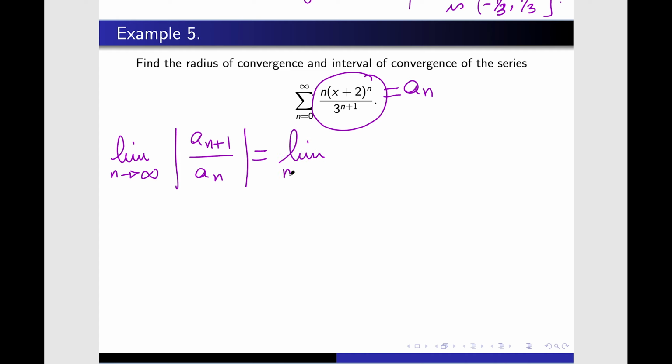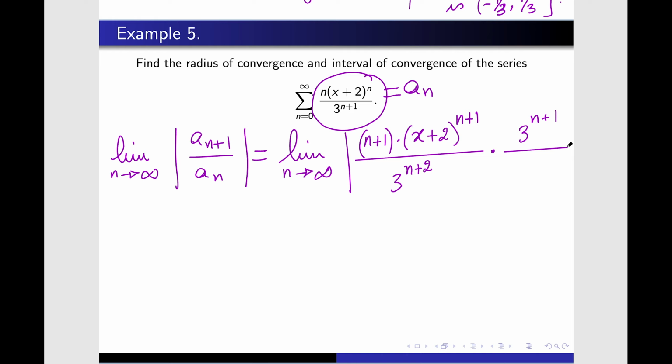An plus 1 is, I'm replacing every n by n plus 1. So I get n plus 1 times x plus 2 to power n plus 1 divided by 3 to power n plus 1 plus 1. So this is n plus 2, right? For an plus 1, divided by an, which means multiplied by the reciprocal of an. So I get 3 to power n plus 1 divided by n times x plus 2 to power n. Let's simplify as much as we can. So the 3 to power n plus 1 and this guy, I'm only left with 3 downstairs.